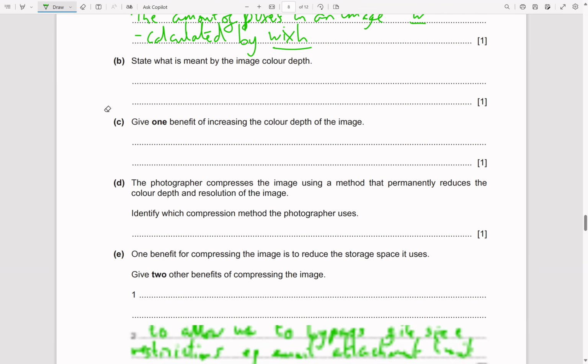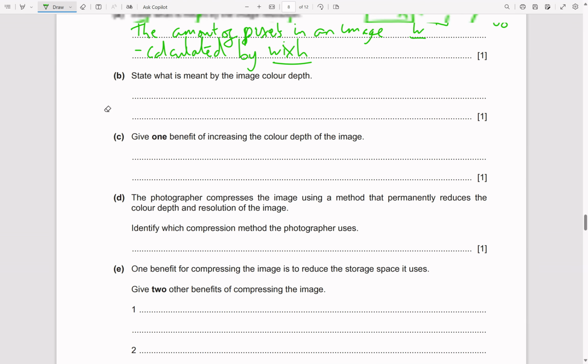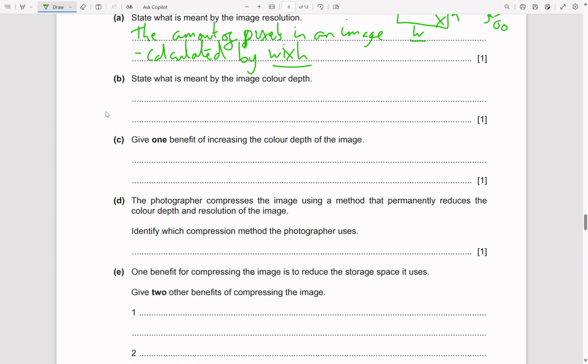Right, state what is meant by the image color depth. So the color depth, I mean, this is just how many bits per pixel are used. Well, just how many bits are stored per pixel. So let's say, the number of bits used to store each pixel.